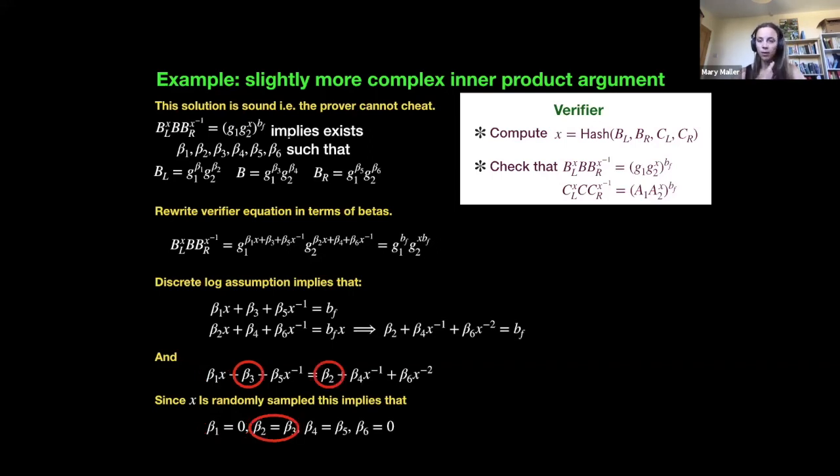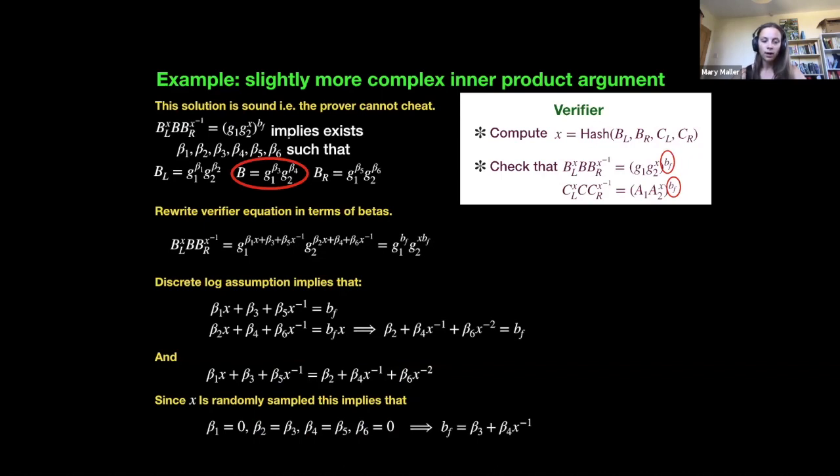If we look at x to the power of 0, then we have two terms. We have beta 3 and we have beta 2. So these two terms must be exactly equal. If we look at our x to the minus 1 term, then this gives us that beta 4 has to be exactly equal to beta 5. And if we look at our final term, x to the power of minus 2, this gives us that beta 6 must be equal to 0.